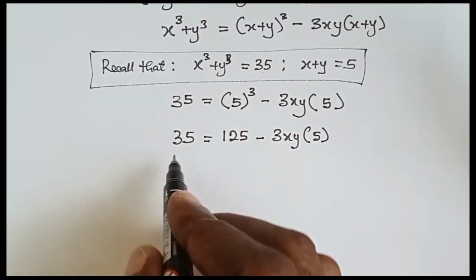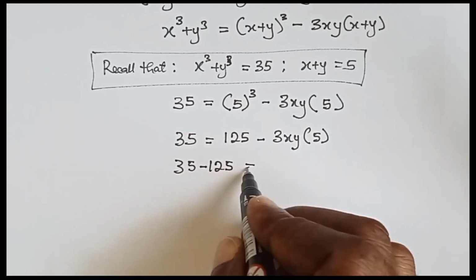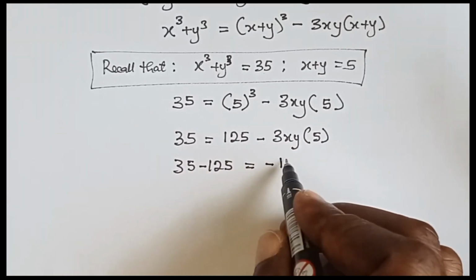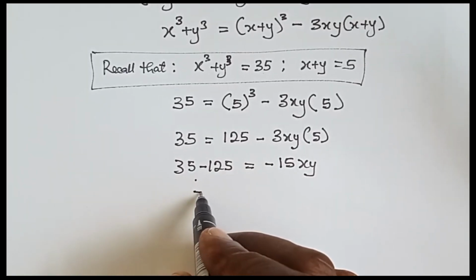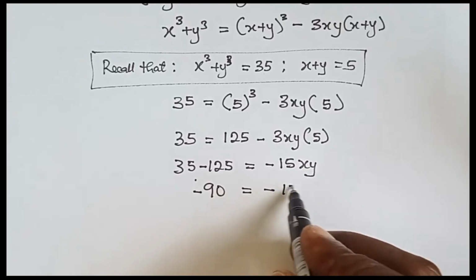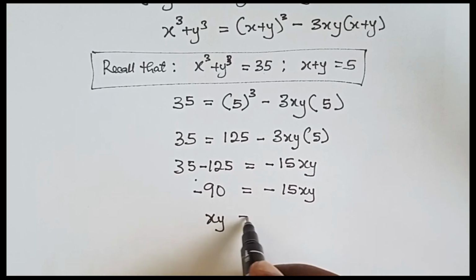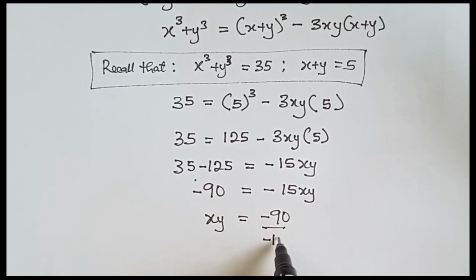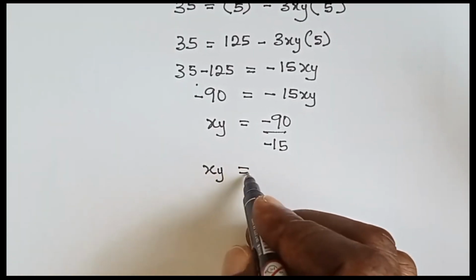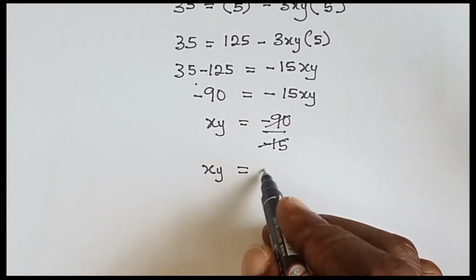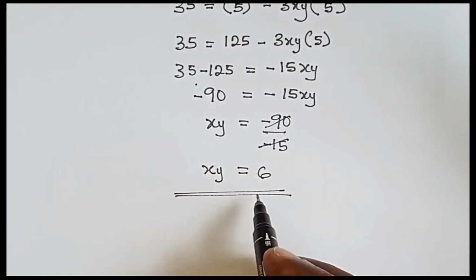So we bring this 125 here, and it becomes 35 minus 125 equals minus 15xy. 35 minus 125 gives minus 90. So minus 90 equals minus 15xy. Now we divide both sides by minus 15. It means xy equals minus 90 divided by minus 15, and that gives us our final answer: xy equals 6.